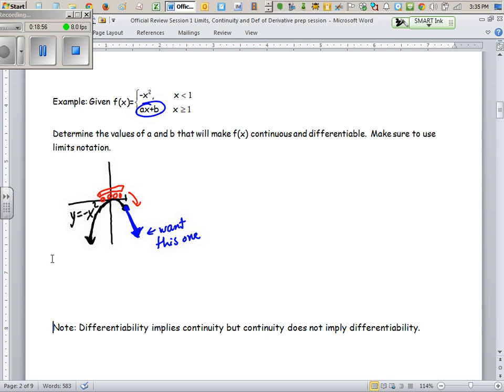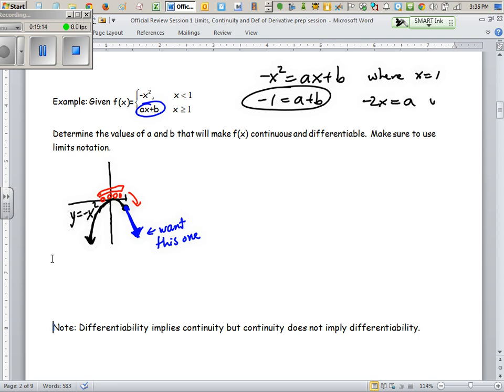Here's the student who does it really quickly. Negative x squared equals ax plus b, where x equals 1. Plug in 1. Negative 1 equals a plus b. Hang on to that. Derivatives. Negative 2x equals a, where x equals 1. Plug it in. Negative 2 equals a.